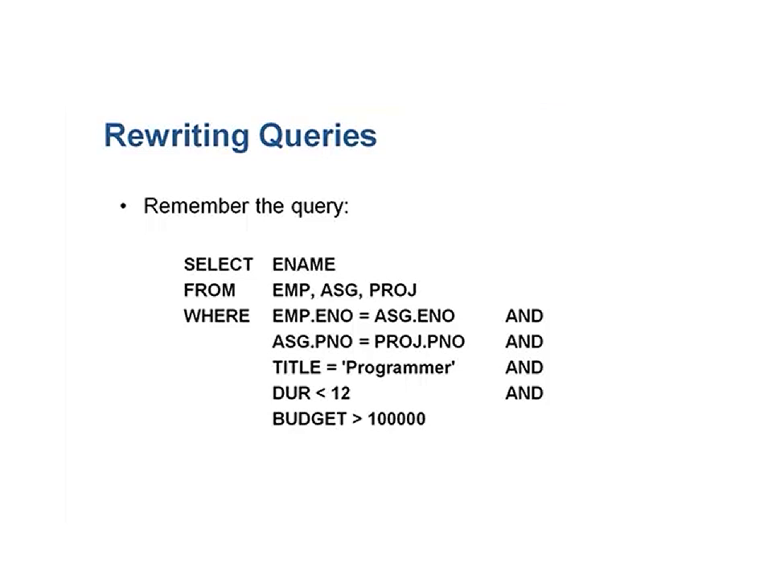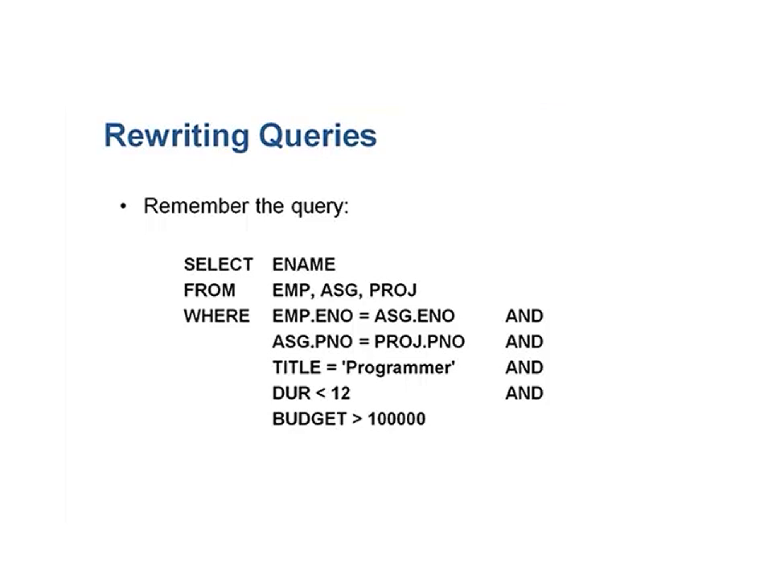We're going to select the employee name, and we're going to create a join among three tables: the employee, the assignment, and the project table. And we're only going to be looking for employee titles that are programmer, where project budgets are greater than 100,000 and the duration of a project is less than 12 months.